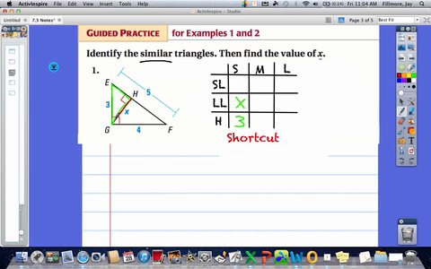Looking at my medium triangle with my right angle here, I know my hypotenuse is 4. I know my short leg is X. I don't know my longer leg, so I leave this blank. And with your large triangle, we can see that our hypotenuse is 5, our longer leg is 4, and our short leg is 3. Now the nice thing about this chart is that anywhere you can form a box.